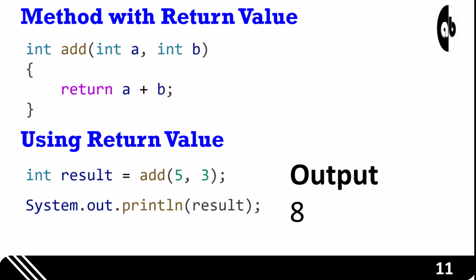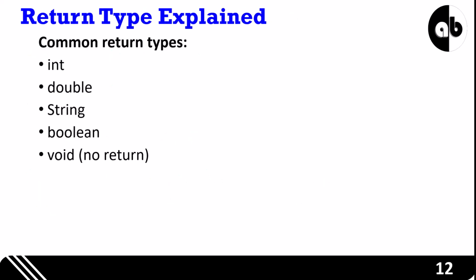Method with return value and void. Methods can also return data back to the caller. If we use int result = add(5, 3), the method calculates the sum and returns 8 to be stored in our variable. Remember, void methods perform an action but return nothing, while non-void methods must return a value that matches the declared return type.